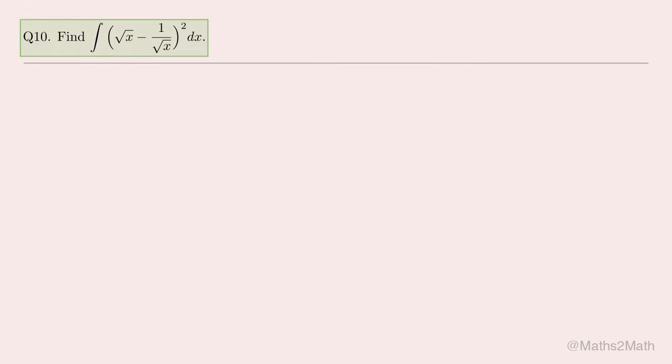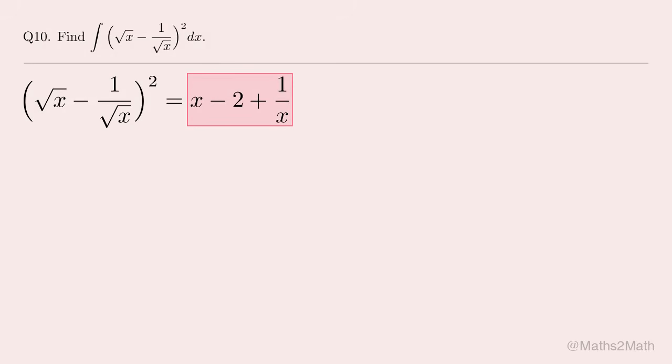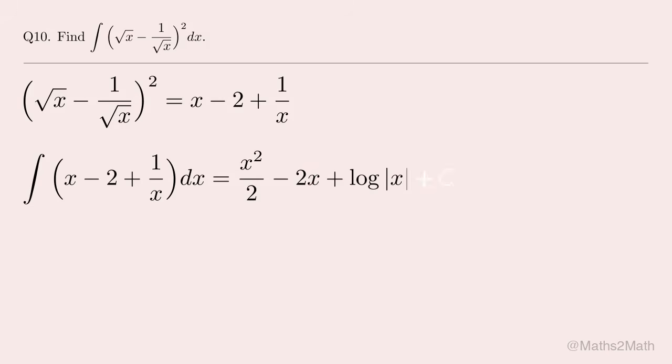Question 10. A squared difference of root x and its reciprocal. Expand the square first. The cross term is constant. Expanding gives x minus 2 plus 1 over x. Integrate term by term. The reciprocal gives the logarithm.